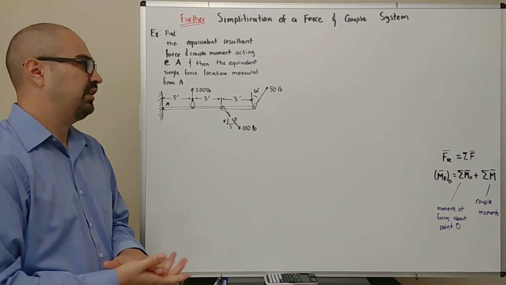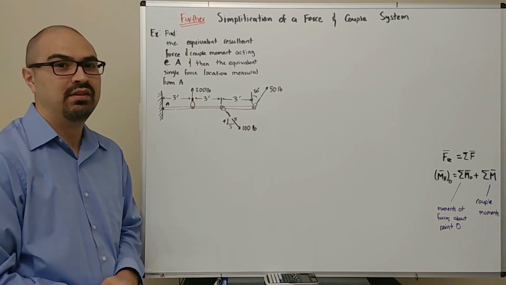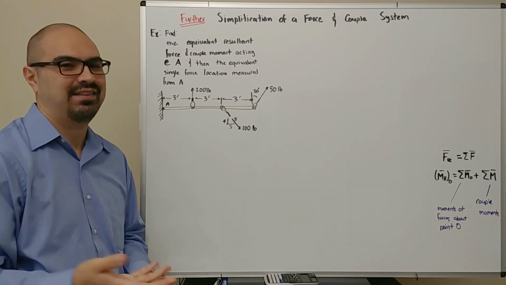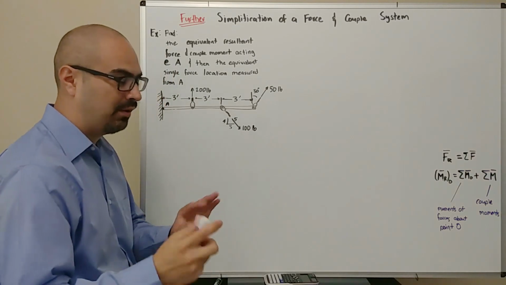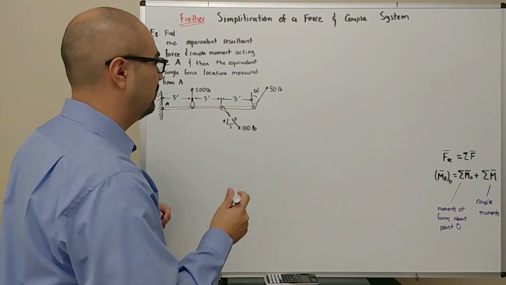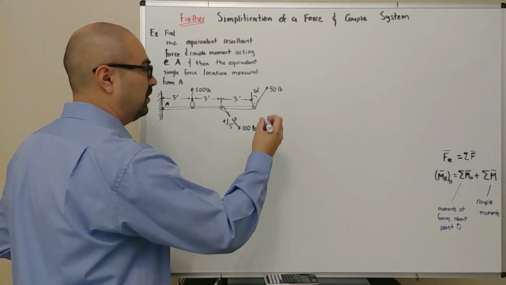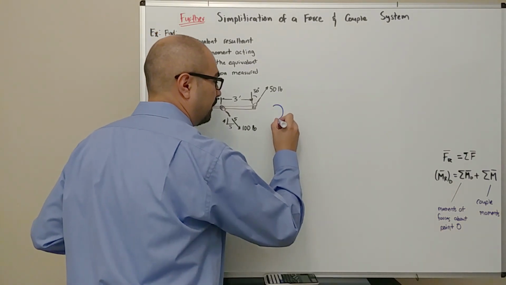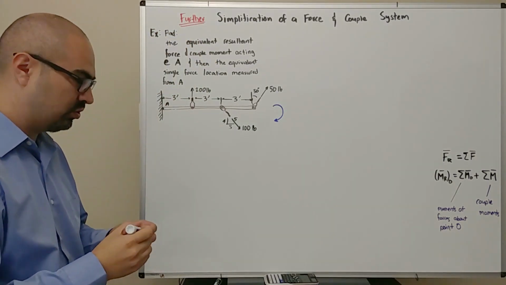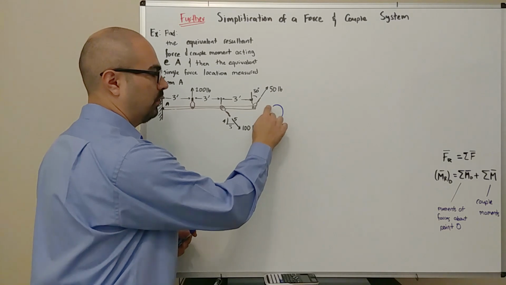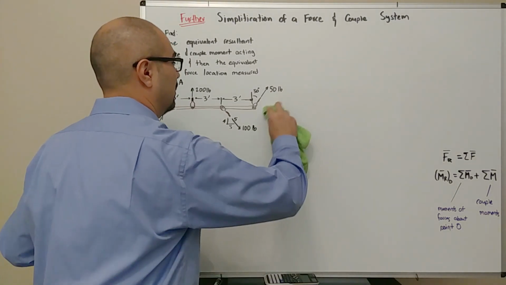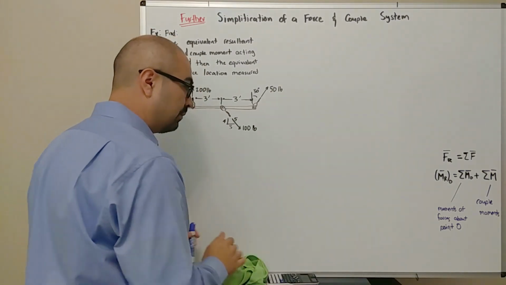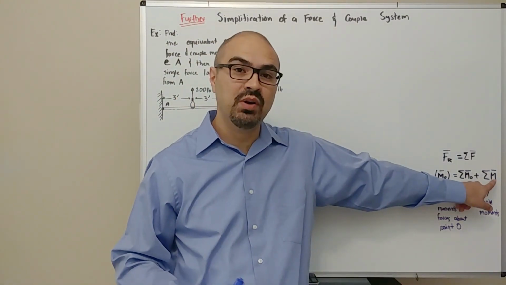Now, do you see any couples being applied in this example? The answer is no, right? We have no equal forces that are parallel but in opposite directions, so we have none of that. And also, we don't have any curved arrows like this, which is usually what the book uses to identify couples sometimes. So, because we have neither, again, the second term in this equation is going to go to 0.